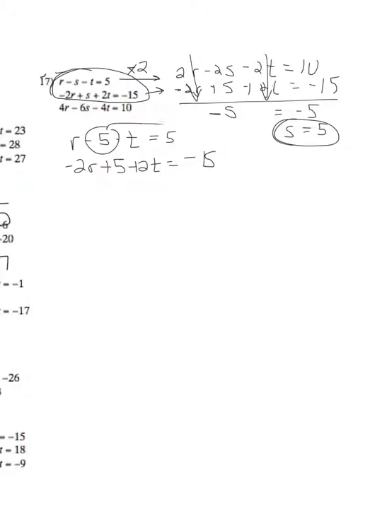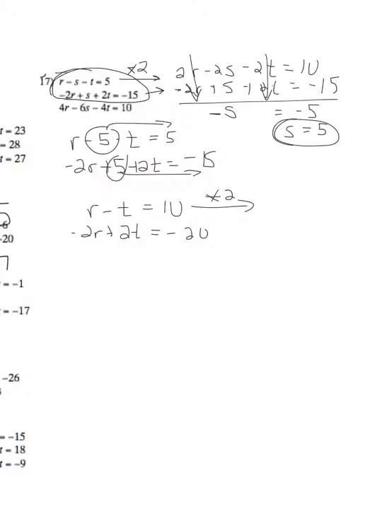I'll take this 5 and put it to the other side. So adding 5, that's r minus t equals 10. And I'll take this 5 and put it to the other side. So that's negative 2r plus 2t equals negative 15 minus 5, so negative 20. Okay, now I'll try to eliminate that one. It looks like if I just double this one again, I can get rid of the r's again.